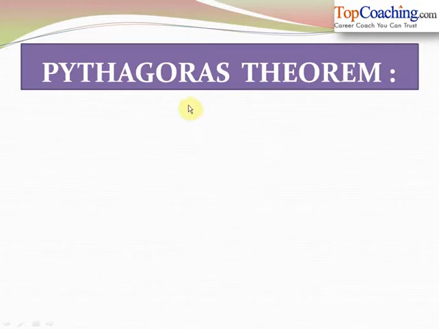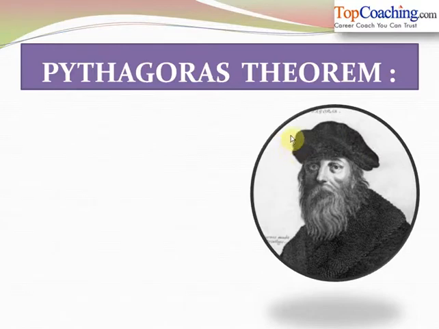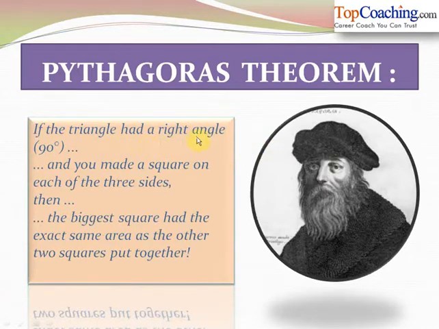So let's try to understand the famous Pythagoras theorem. This theorem was given by the very famous mathematician Pythagoras, and it says that if the triangle has a right angle, that is 90 degrees, and you make a square on each of the three sides, then the biggest square has exactly the same area as the other two squares put together. So if we have any right angle triangle, and we make squares on each of these three sides, then the area of the biggest square is exactly the same as the sum of the areas of the other two squares put together.